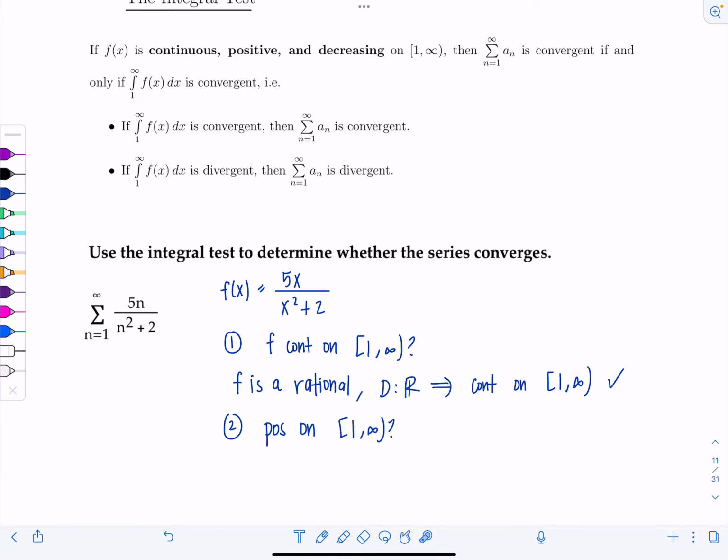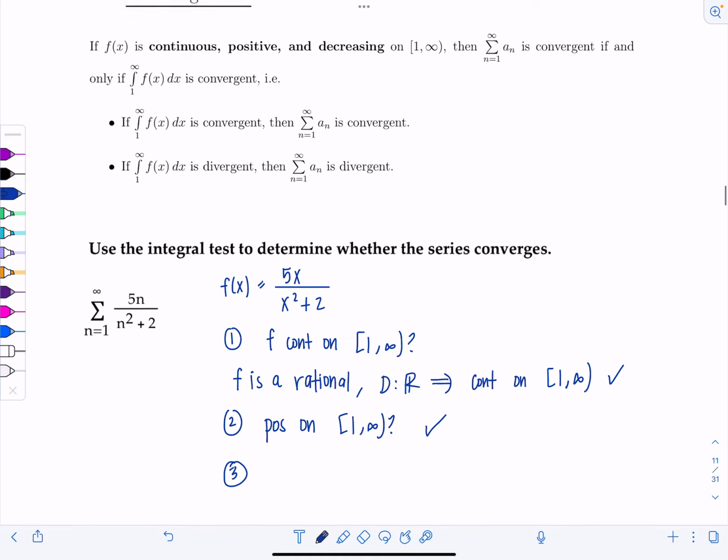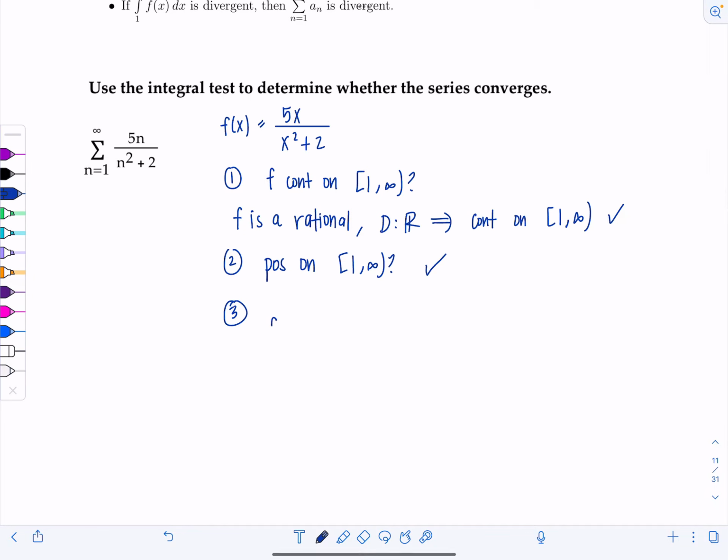Is f of x positive on 1 to infinity? So yeah, look, the denominator is always going to be positive, and if we're only plugging in numbers from 1 to infinity, the numerator is going to be positive, so we're good. And then the last thing we have to check is decreasing. So you can use an inequality or just take the derivative. So let's take the derivative. Again, we need quotient rule.